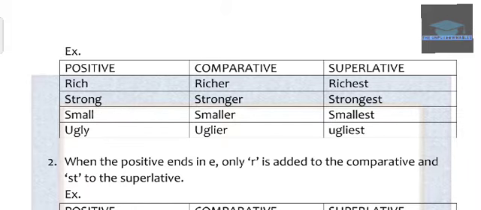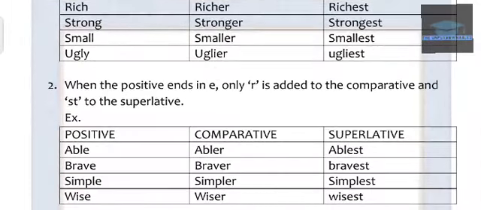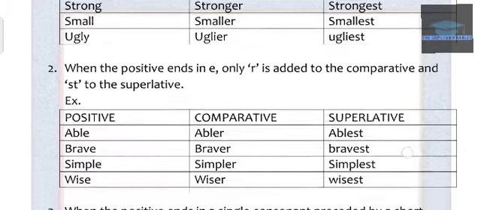The next rule says when the positive ends in e, only r is added to the comparative and st to the superlative. So let's see the example. Able becomes abler and its superlative form is ablest. In a similar manner, the positive word brave becomes braver and bravest. Again, you can pause the video to copy the other examples.